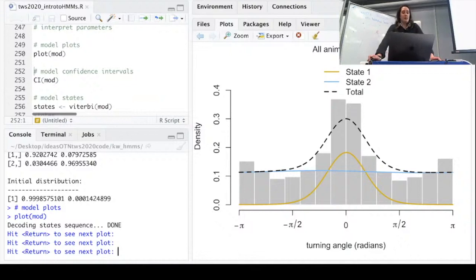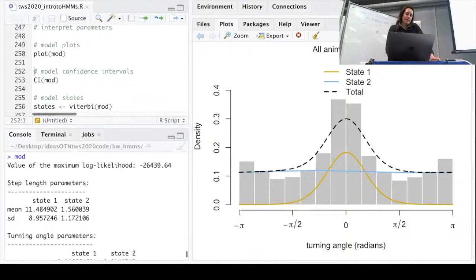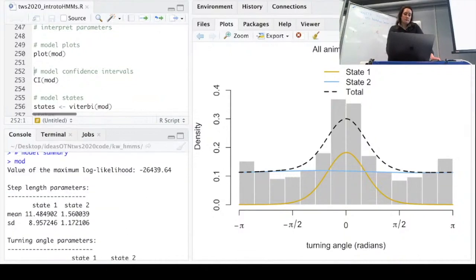Yeah, so these plots are the ones that suggest whether there are multiple states or not, along with the parameter estimates. So if we went back up here, and if the parameter estimates were the same, then you're not likely going to have 2 states.